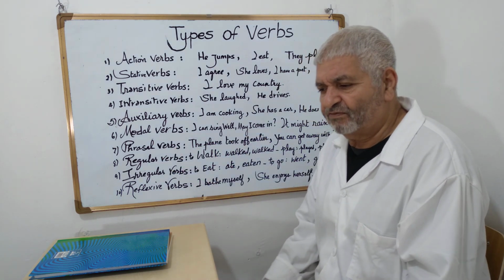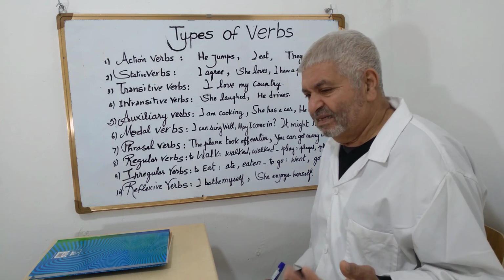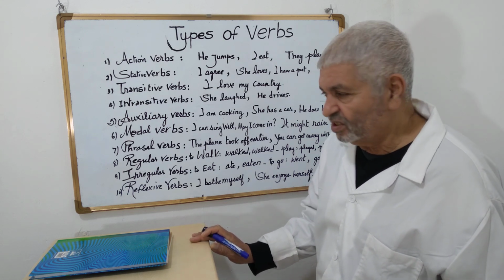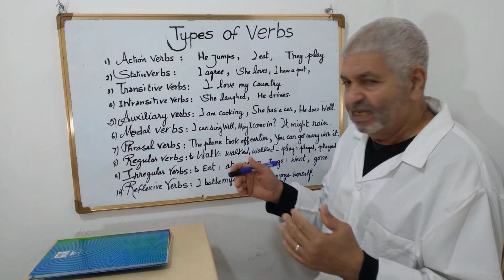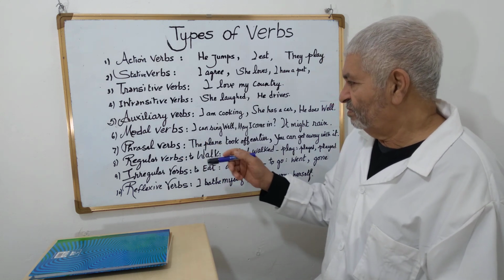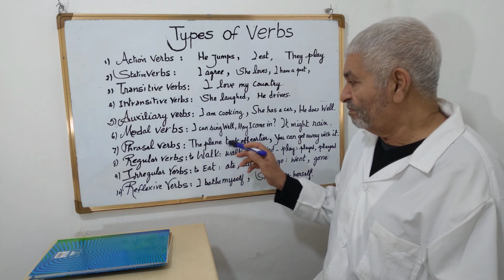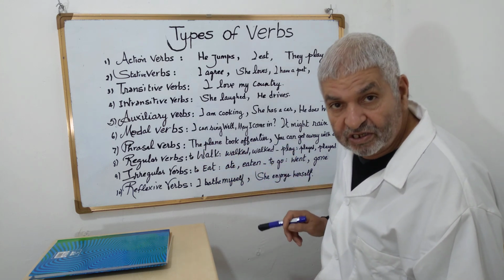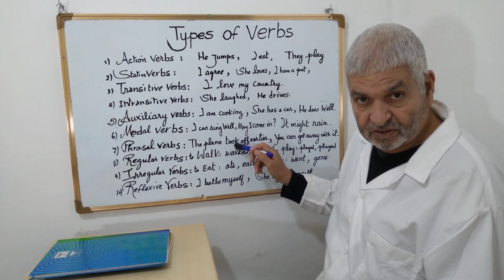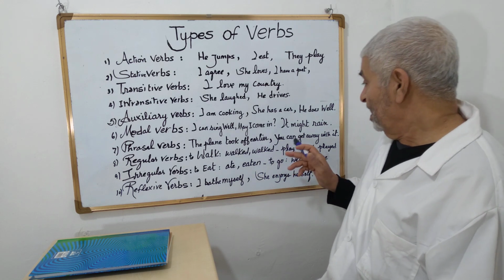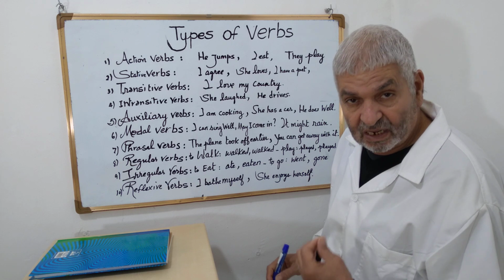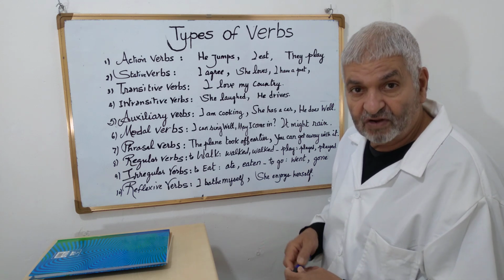Now we have the phrasal verbs. The phrasal verbs are verbs that come with several words. For example, a verb plus a preposition or a verb plus an adverb. Here I have this example for the phrasal verbs. The plane took off earlier. The verb to take off is the phrasal verb. You can get away with it. To get away is the phrasal verb.